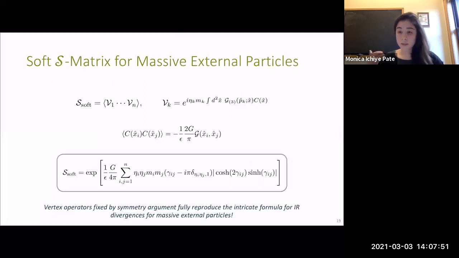But the final check is that if I take a correlation function of such vertex operators, I fully reproduce the intricate formula for the infrared divergent part of the S matrix in the presence of massive external particles. And so indeed, one can show that using these vertex operators for massive particles and the 2-point function for the Goldstone boson, you can fully reproduce this complicated structure.